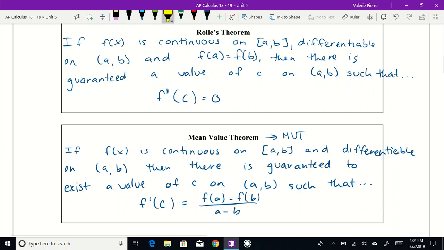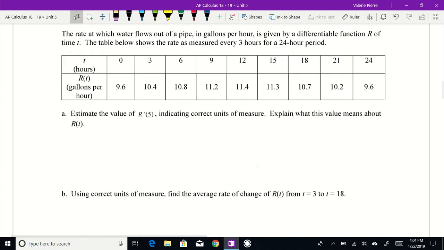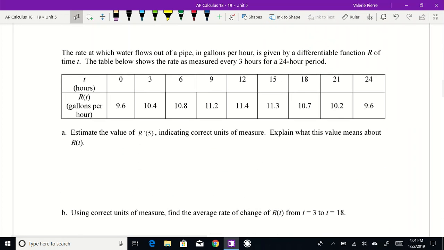Both Rolle's theorem and mean value theorem deal with continuity and differentiability. The only difference between the two is that Rolle's theorem also needs f of A to be equal to f of B to prove that there is a zero in the derivative. Okay, so knowing everything we know about those four theorems, we're going to use that information to help us answer four different types of problems.